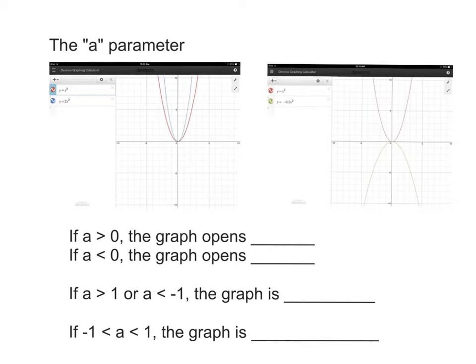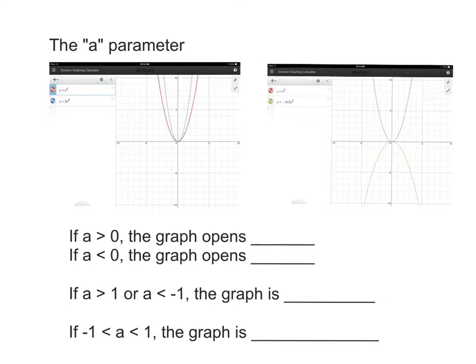The other thing with the a is, if you look at the second set of graphs, you're looking over here, this red one, that's just the regular y equals x squared. The green one, it's kind of hard to see, but that's y equals negative 0.5 x squared. So it's a 0.5, it's wider, but because it's negative, it flips it, it changes the direction of the opening.